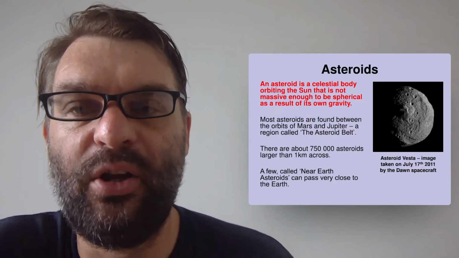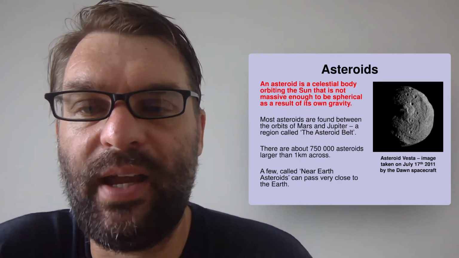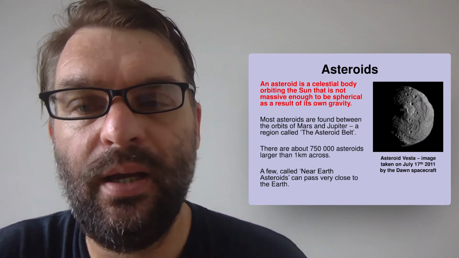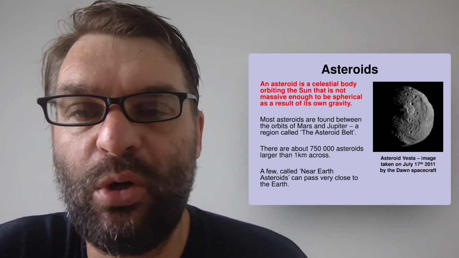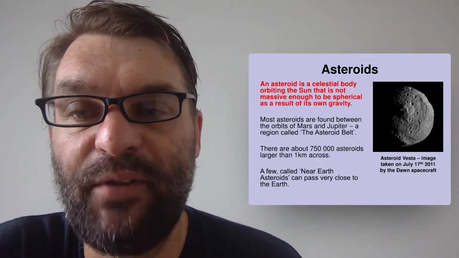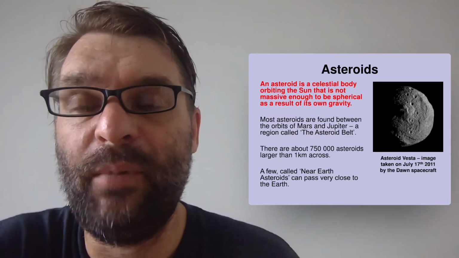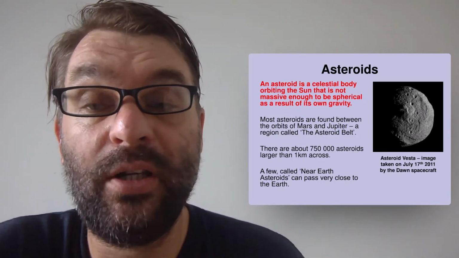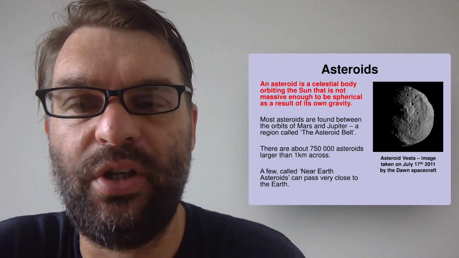I don't know if you've seen many of those disaster movies, but one of the disaster movie tropes is the destruction of Earth by near-Earth asteroids, which pass very close to the Earth, and if they pass too close, they destroy all life. It's one of the theories of what killed off the dinosaurs.